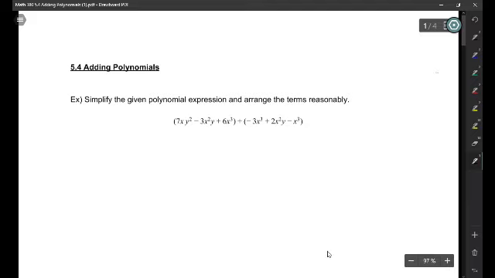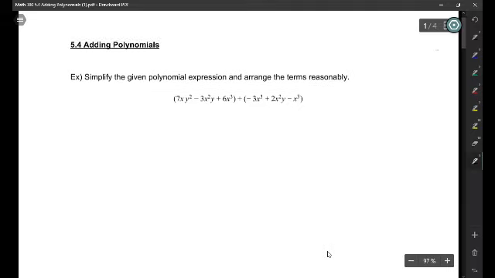This lecture is on adding polynomials, so we will proceed by example since we have some practice with adding polynomials already. Simplify the given polynomial expression and arrange the terms reasonably. Alright, so when you see expressions that have parentheses and multiple terms inside those parentheses, see if you have anything outside the parentheses or any exponents or any negative signs. If you don't, then drop the parentheses.